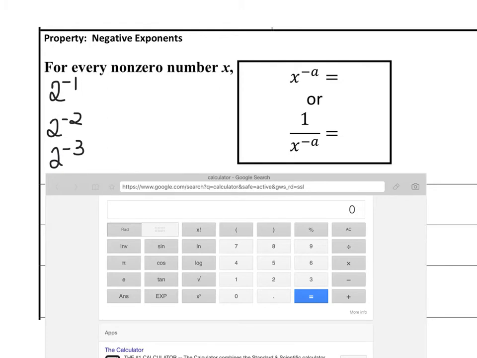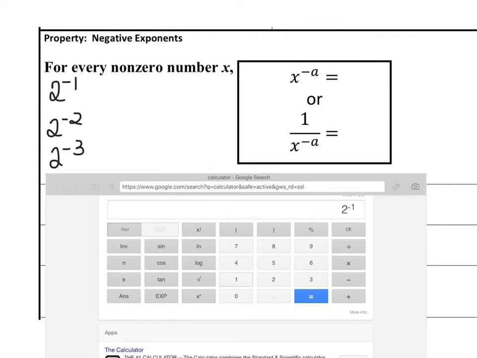Okay, so if you see down on the screen on the bottom, I have a calculator. So I'm going to type in 2 to the negative 1 on my calculator. On your calculator, it might look a little different. I'll show you how to do this on the calculators we're going to use in class. So there's 2. I need to write an exponent, and I'm going to write in negative 1.